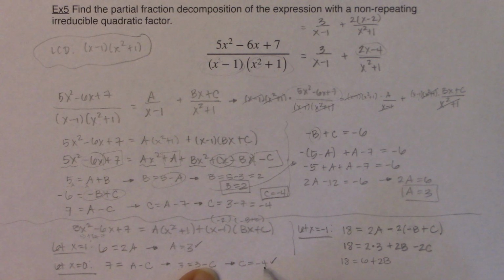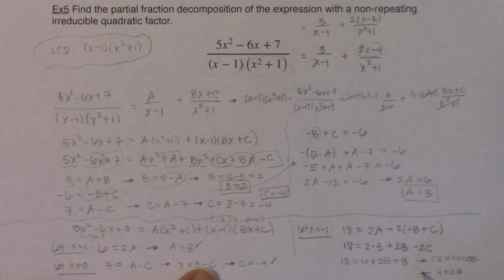All right, negative 2 times c. Negative 2 times negative 4 is positive 8. So I've got a 14 here. And just so we don't run out of space, I have 18 equaling 14 plus 2b. And I think you can still see that. Yeah. I'll move the 14 over. That would give me 4 equaling 2b.